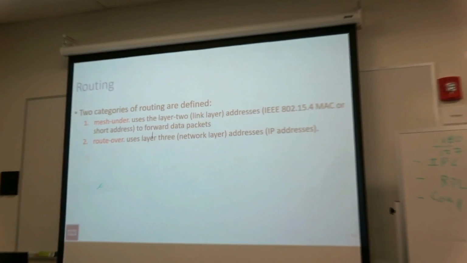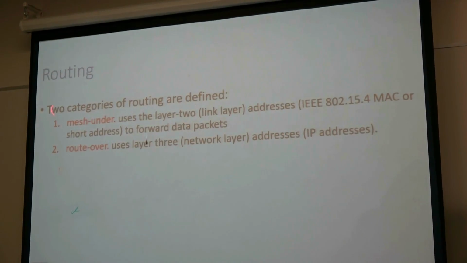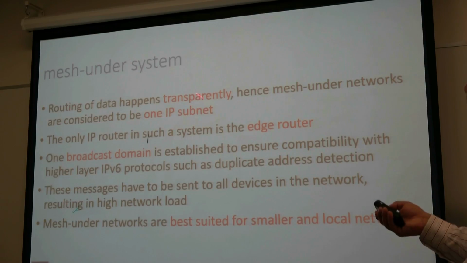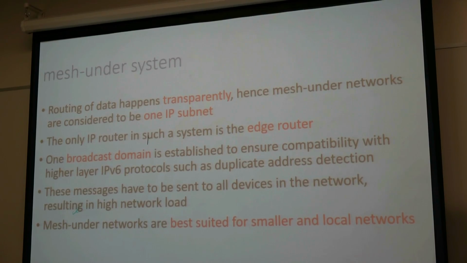So when you talk about routing, there are 2 categories of routing: mesh under and route over, which we explained. The mesh under is the simplest. It's kind of a local network, kind of a LAN, so it does not go up to that. Routing of data happens transparently. Hence, mesh under networks are considered to be one IP subnet.